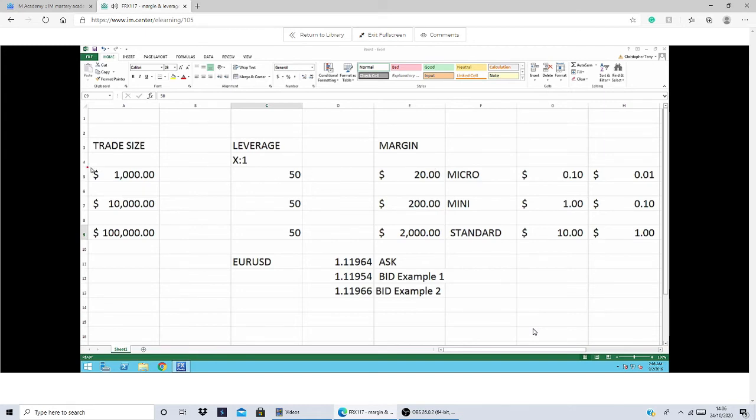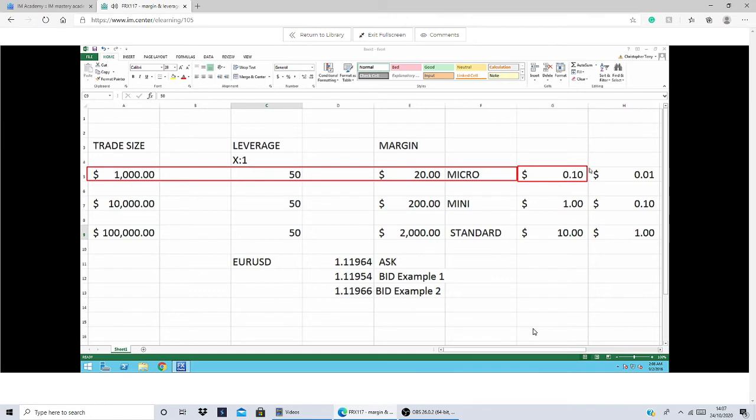So to trade a micro lot right here, you're going to leverage $1,000 with a deposit of 20, similar to the house of 100,000, where you're putting down 10,000. And every time this moves up or down 1 pip, you make 10 cents, or every pipette, remember this, the 5th digit, you make a penny.